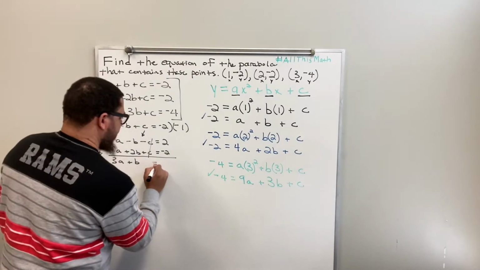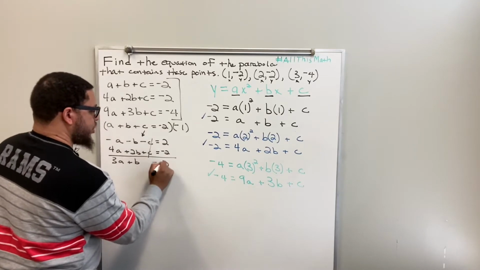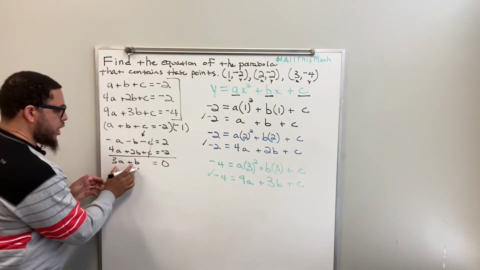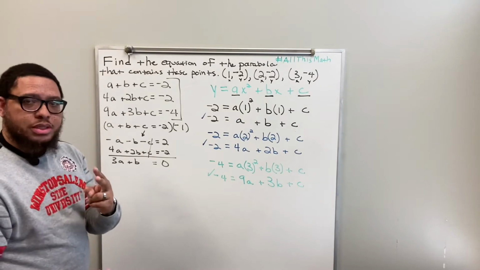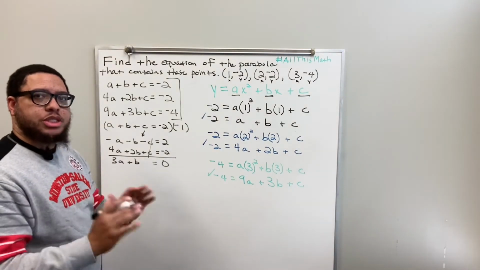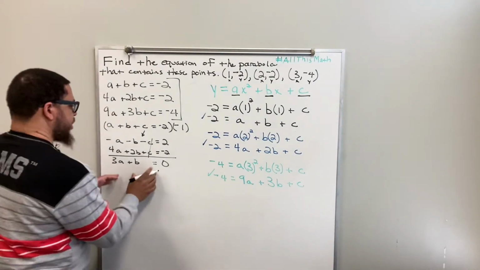Because watch this. Now I got 2 minus 2. That's 0. Now I got an equation with only 2 variables. That's what I want. I need an equation with just 2 variables. So I got 3A plus B equals 0.